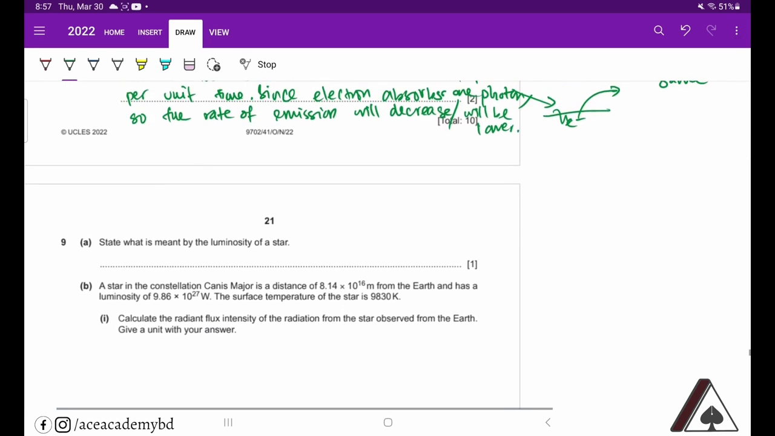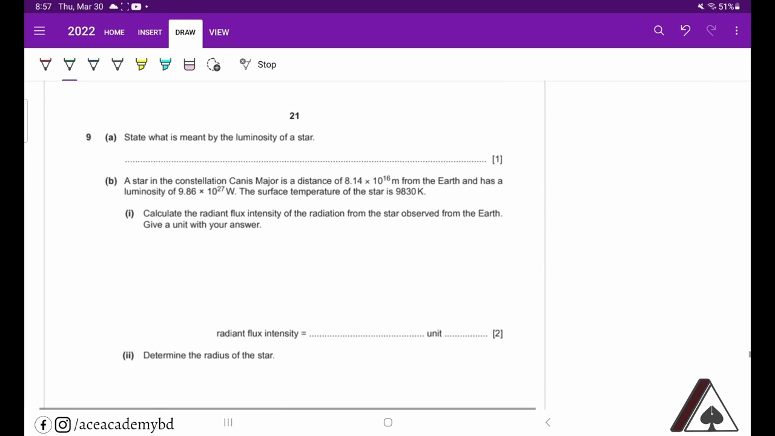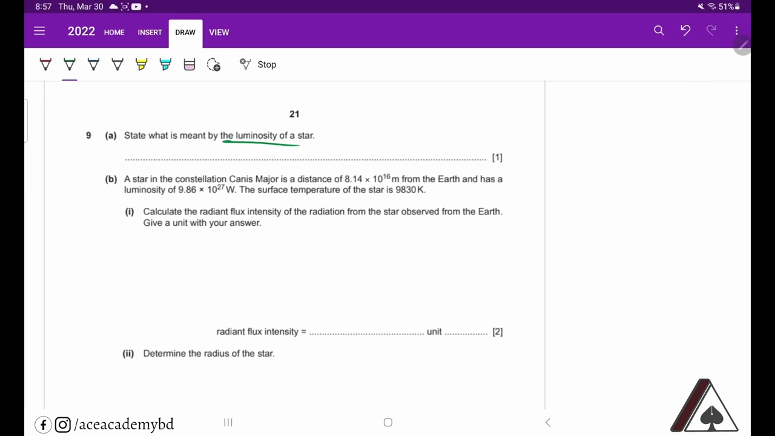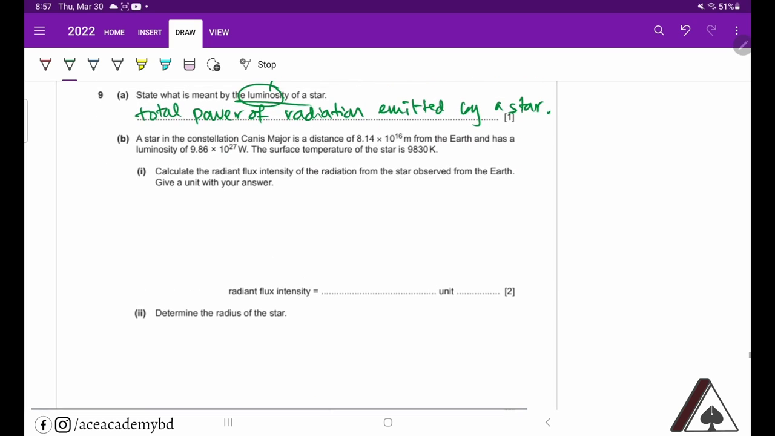Now moving on to question number 9. The first part says, state what is meant by the luminosity of a star. So this is a direct question, and you have to know the definition for luminosity of a star. The luminosity is basically the radiant power emitted by the star. So this is the total power of radiation. Also, you can say power of radiation or radiant power is the same thing. So total power of radiation emitted by a star. That is basically the definition for luminosity. So you have to know this definition.